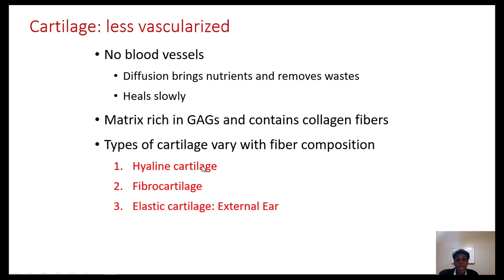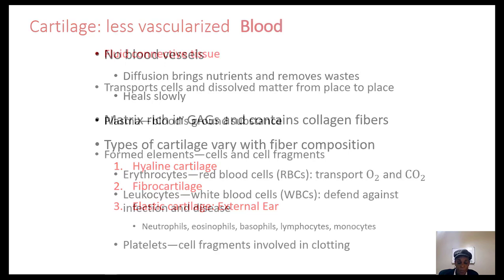How many types of cartilage do we have? Three: hyaline cartilage, fibrocartilage, and elastic cartilage. The elastic cartilage is the cartilage that makes up our ear. The external ear is elastic cartilage. It is a cartilage. It is a connective tissue.